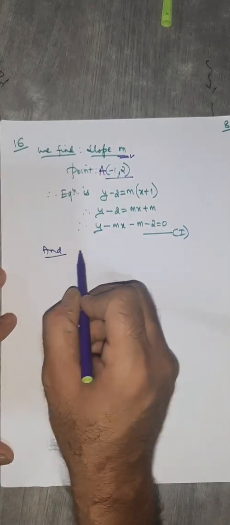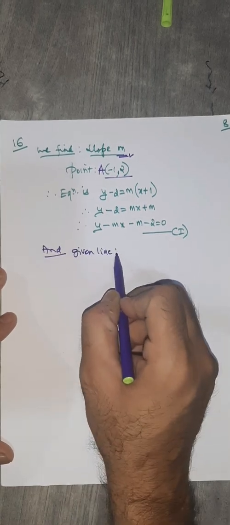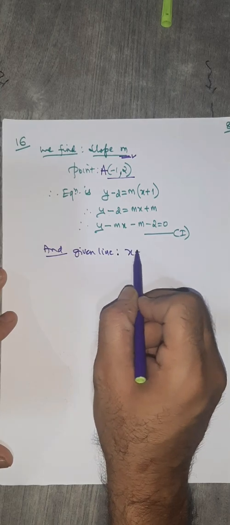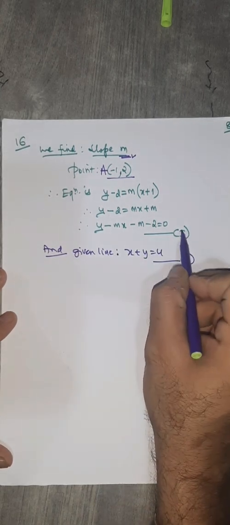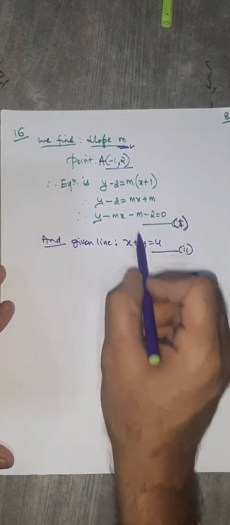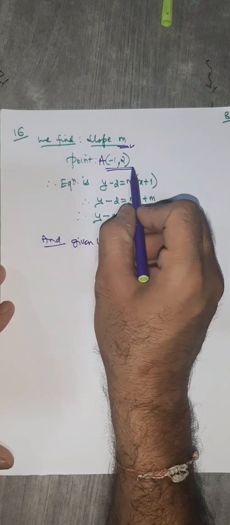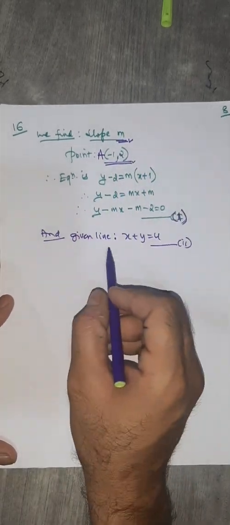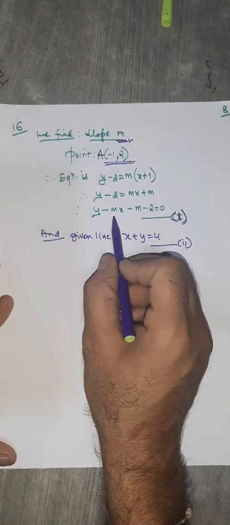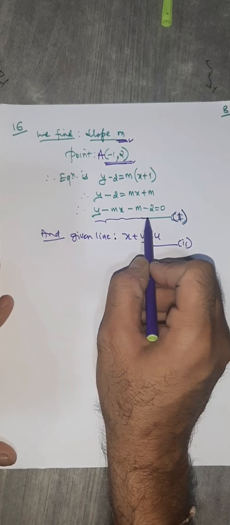And now the given line is this. Which one is the given line? The given line is x plus y equals 4. What do we do? We first solve these two equations, so we'll get the point of intersection, and that point of intersection and this point have distance equal to 3. From there you will get m. This is one line which you obtain by assuming slope m and the point. So you are getting this equation.